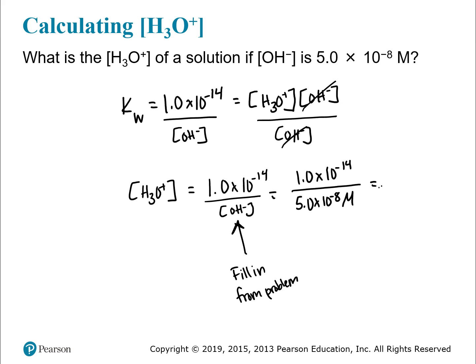When you put this into your calculator, you should get 2 times 10 to the negative 7. And because we're talking about a concentration, it should be molar. If you don't get that, play around with your calculator until you do, and then figure out how you got there. And when in doubt, always ask Google. Google knows how to use your calculator, okay? All right.